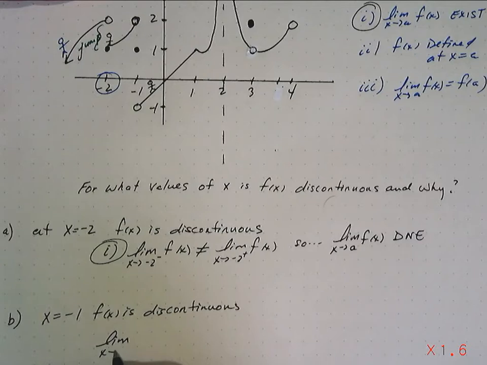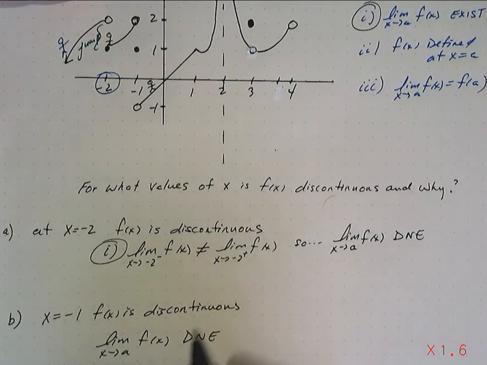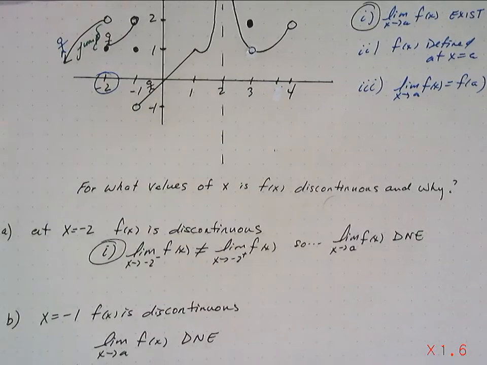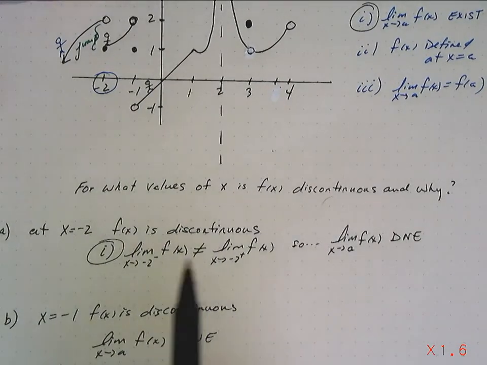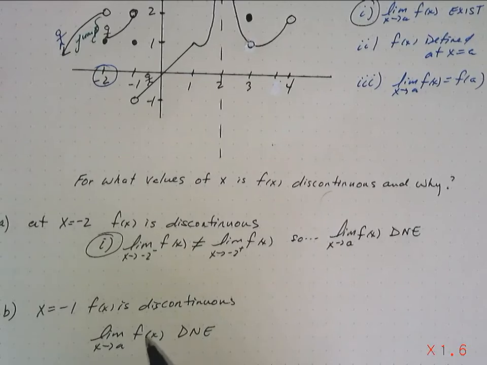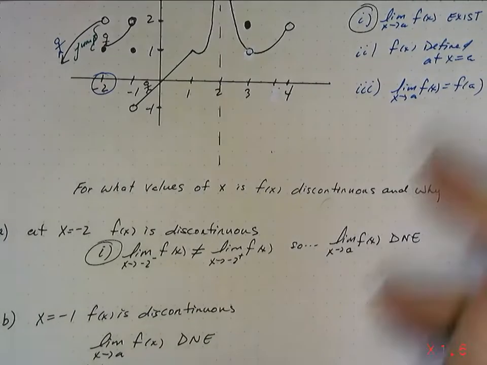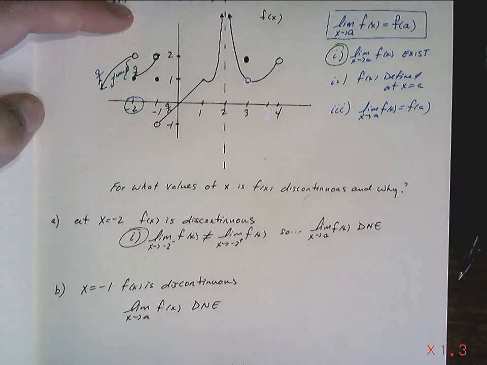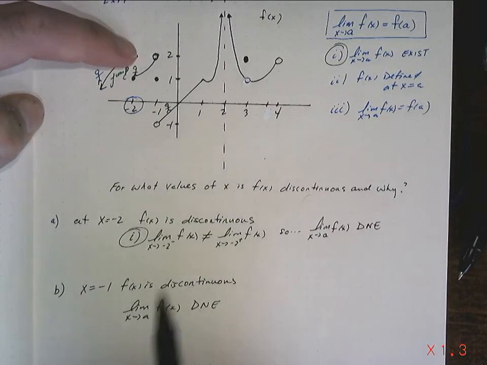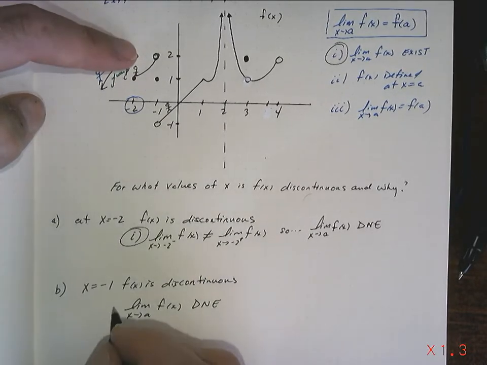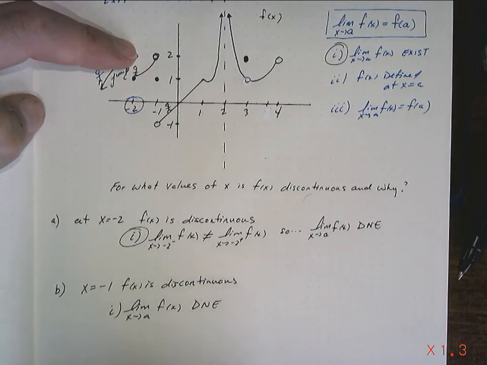The limit as x approaches a of f of x does not exist. I'm going to save some time because it's video, but if this was a test, I'd do this first. I would show why it does not exist. I give some reason, but I don't want to keep doing the same thing over and over with you guys. So we know that that doesn't exist. So condition 1 is not working.